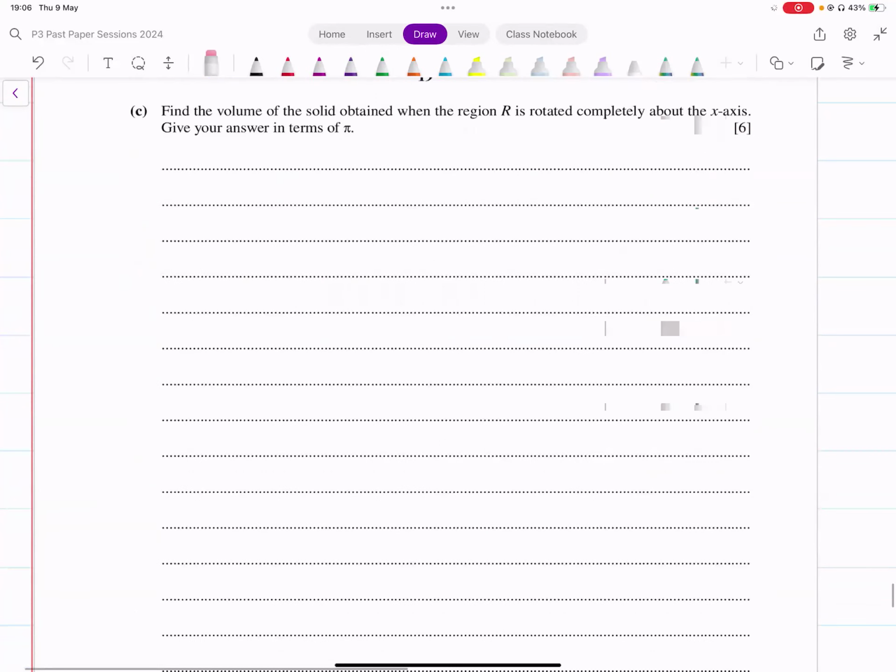Let's do the last part of this. It says, find the volume of the solid obtained when the region R is rotated completely about the x-axis. Give your answer in terms of pi. Now, what's the formula for volume of revolution about the x-axis? Pi times the integral of y squared with respect to x. Limits are values of x, x equals a to x equals b. We need to find this volume of revolution.